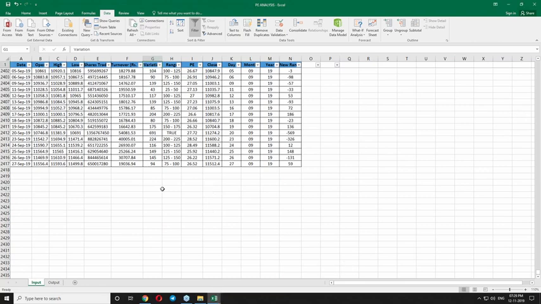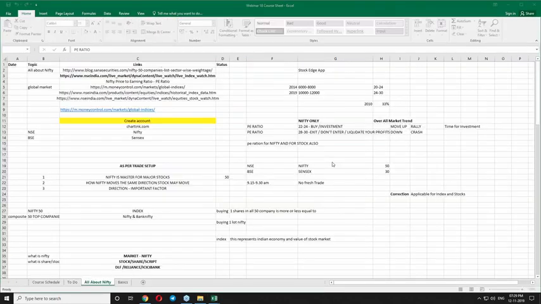So with this, how are we going to learn? With this, what data analysis can we do? You can see here the PE ratio. This is for Nifty only, and when you do the evaluation for Nifty, that is for the overall market trend.